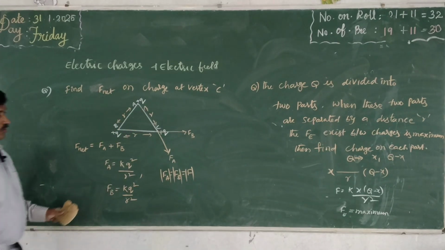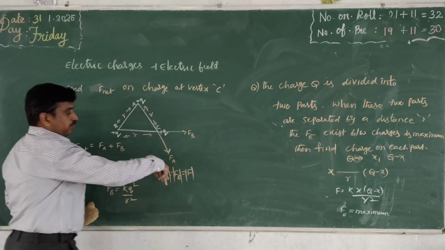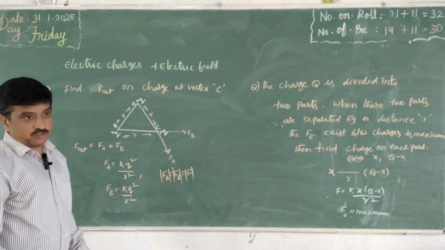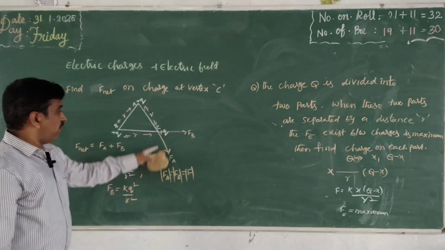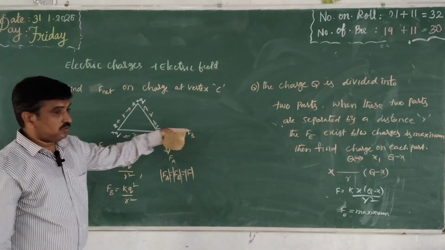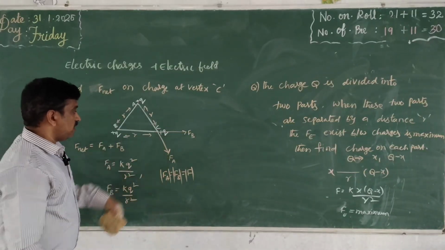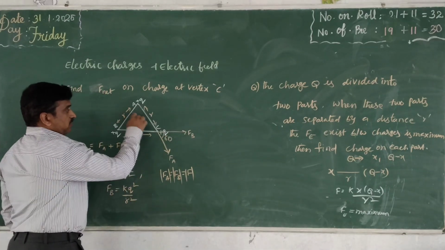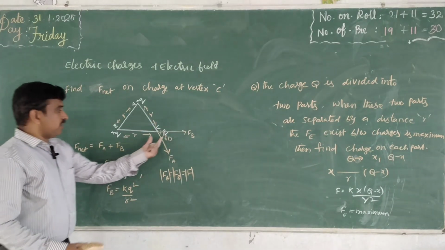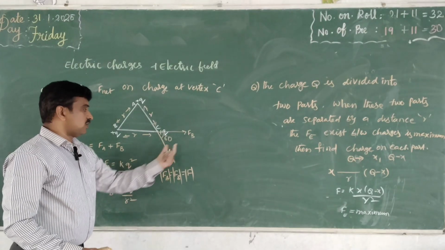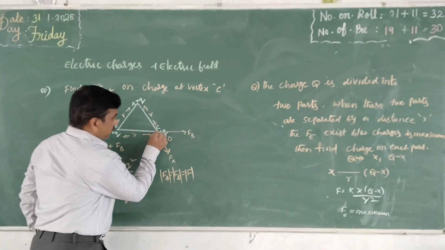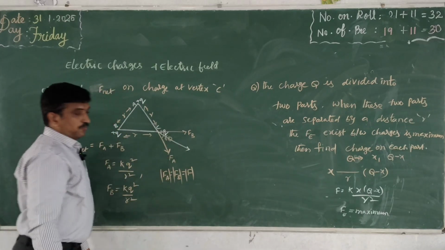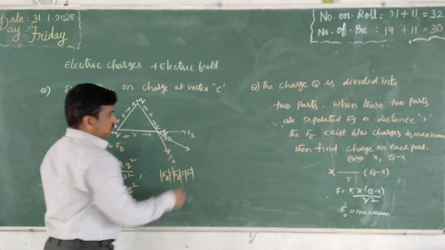One force will be in this direction, one in that direction. Electrostatic force is a vector quantity, so we use the vector law of addition. Here there is an angle. What is the angle? 60 degrees, because this is an equilateral triangle. The angle between these two forces is 60, so the resultant will be in this direction. The resultant of FA and FB is this one.